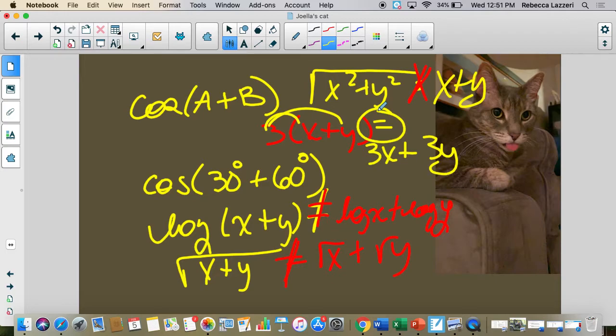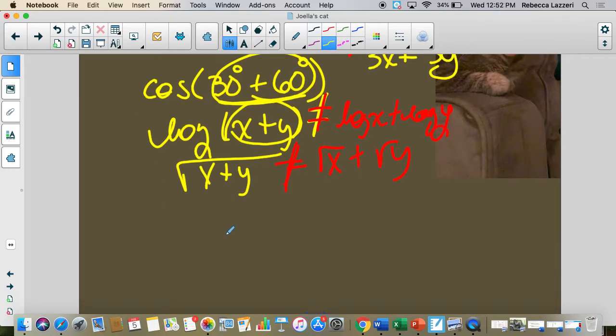Like if you think about why this wouldn't work, that would not be the cosine of 30 plus the cosine of 60, because that's not what you're being asked to do. You're being asked to add these together before you even do an operation to it. Do y'all see what I mean? So you don't even have the distributive property of addition. You just have the distributive property of multiplication.